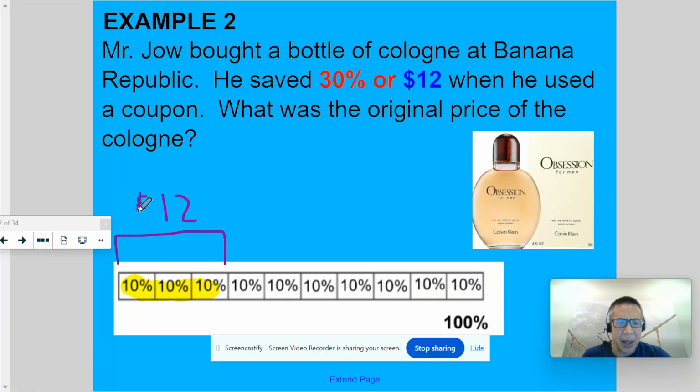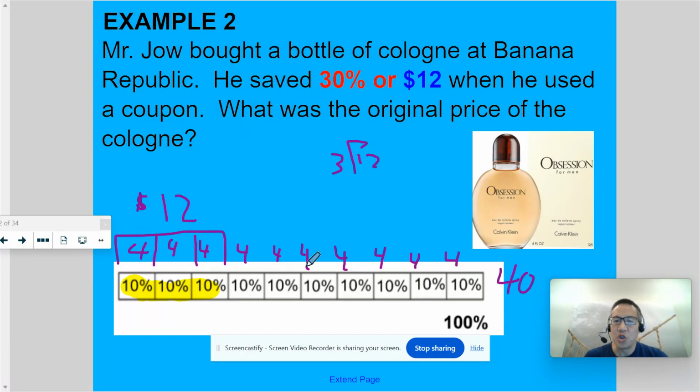So what dollar amount is each 10%? Let's see, if I have $12 and I divide it into 3 groups, so that means each 10%, $12 divided by 3 is $4. So each one of these 10% equals $4. So what was the original price? The full price. 4 adds up, or 4 times 10, $40.